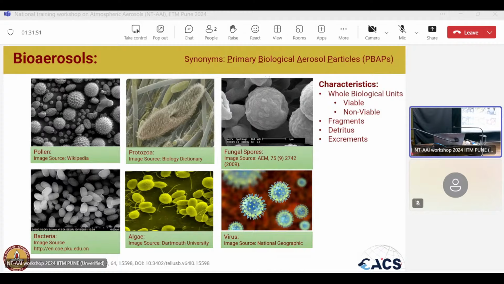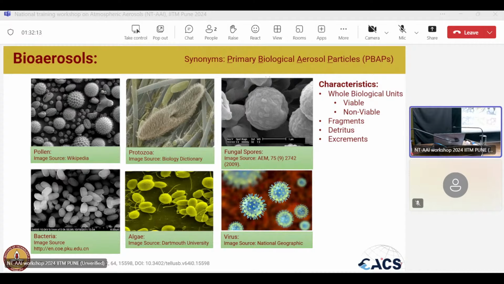That's the grass pollens which you have around, right? This is something the protozoa, this is the fungal spores, like, you know, how nicely it is organized. These are the bacteria, different, this is algae, how it looks like. And this is the virus which it looks like, right? So there is a very well organized world there, and that's how they play an important role.